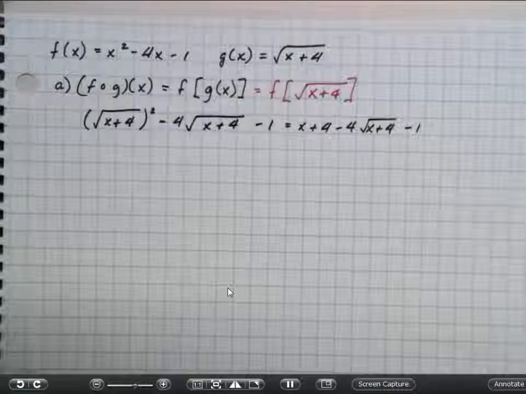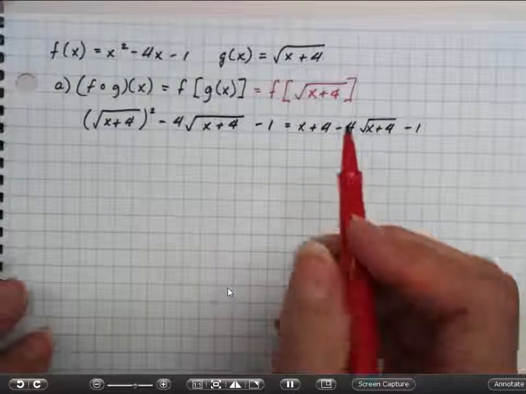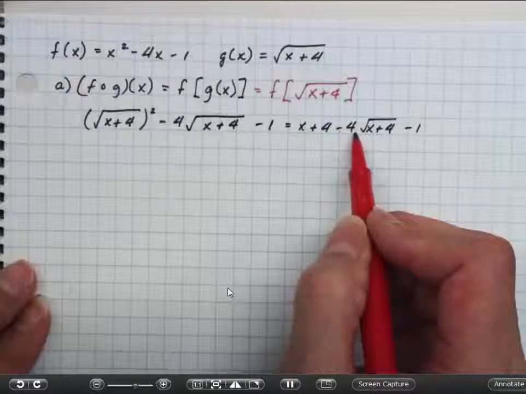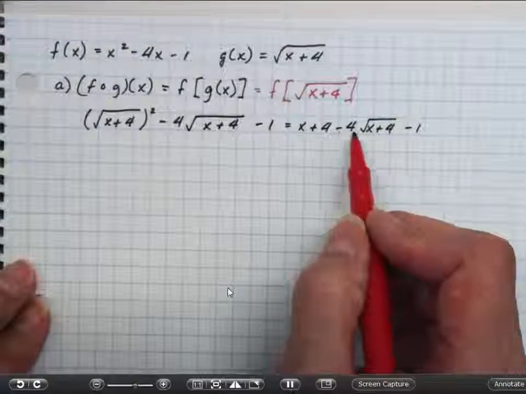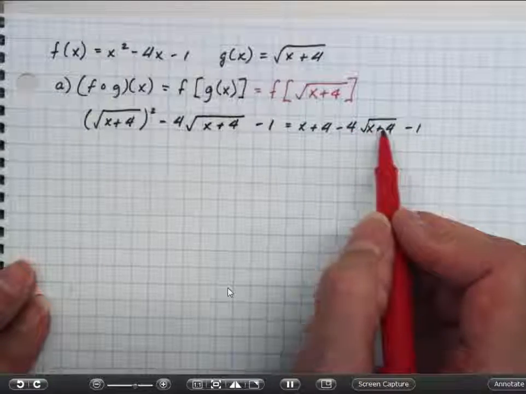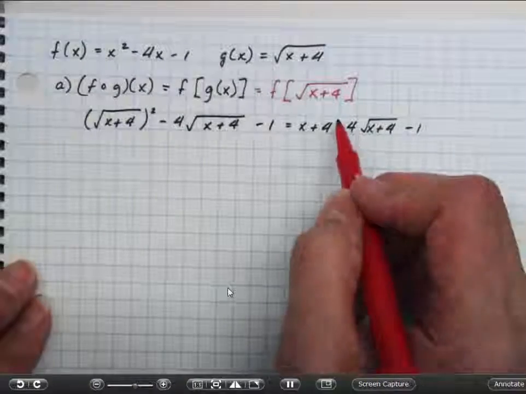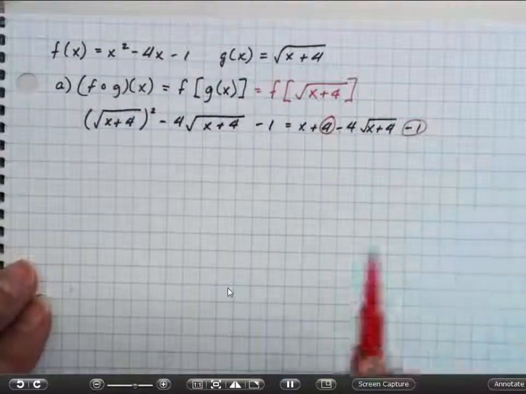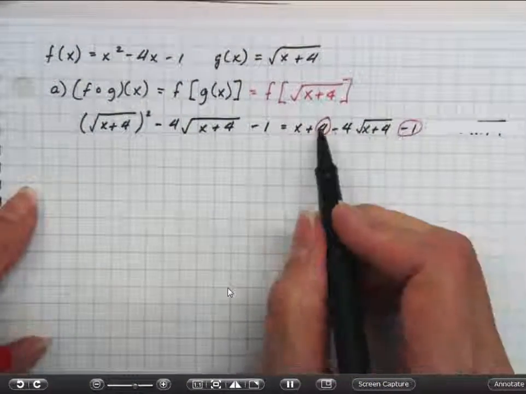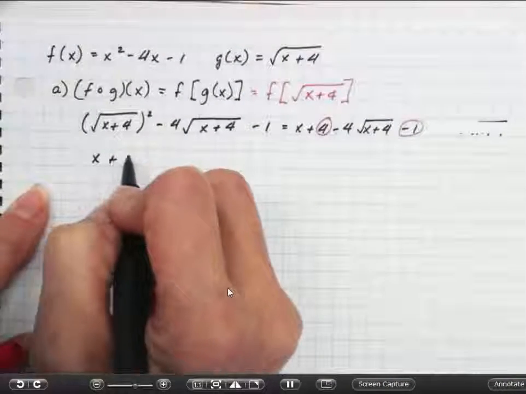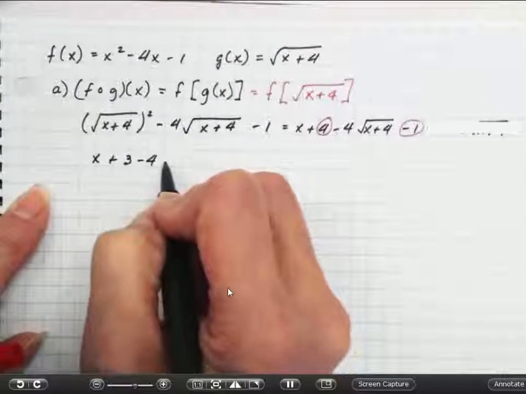Okay, don't make the common algebraic error of taking 4 minus 4. Do not do that. Order of operations says that this 4 is being multiplied times the radical, so it cannot be subtracted before it gets multiplied. The only terms you can combine are your 4 and the negative 1. So we're going to put these two together. So we have x plus 3 minus 4 square root of x plus 4.